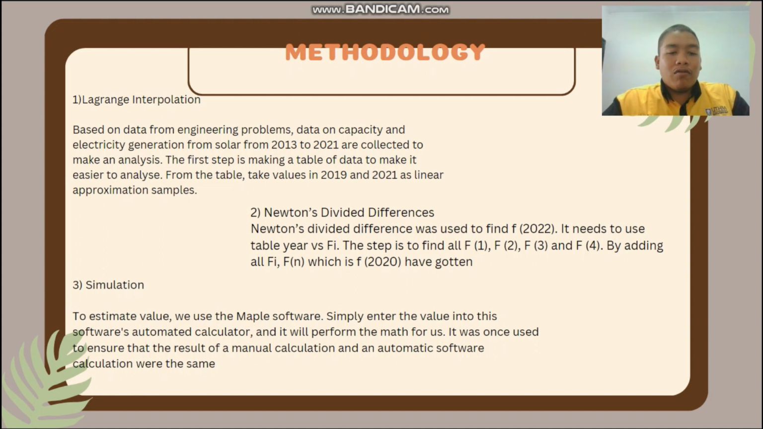The third one is simulation on Maple software. To estimate the value, we use the Maple software. Simply enter the values into this software's automated calculator and it will perform the math for us. It was used to ensure that the result of the manual calculation and the automated software calculation were the same. I think that's all for my part.